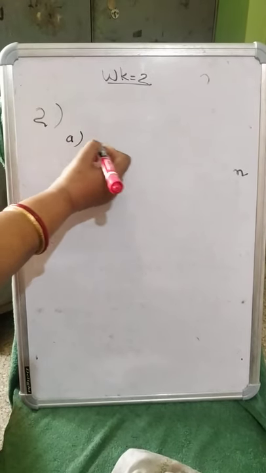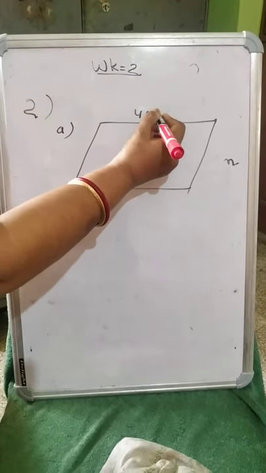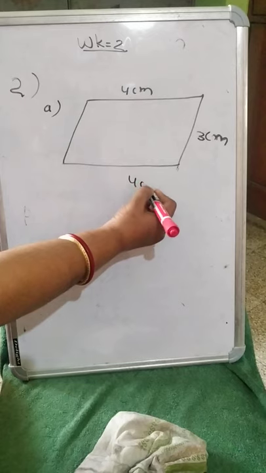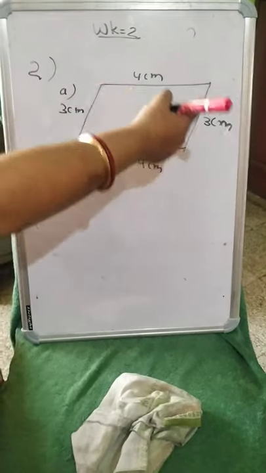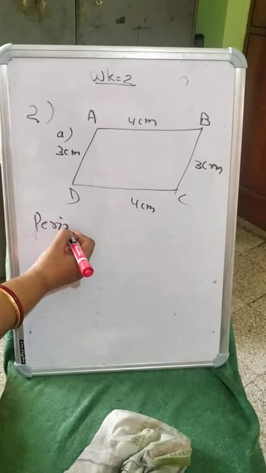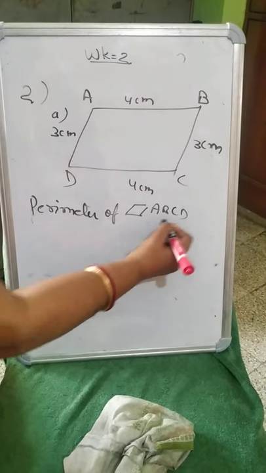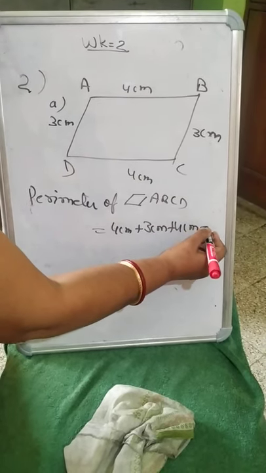Now question number 2 is: find the perimeter of the following figures using the measurements given below. Here the measurement is given. Okay, so this is the picture. The measurements are 4 centimeters, 3 centimeters, 4 centimeters, 3 centimeters. You have to find the perimeter of this closed figure. Let us name this figure ABCD. So the perimeter of ABCD is equal to 4 centimeters plus 3 centimeters plus 4 centimeters plus 3 centimeters.